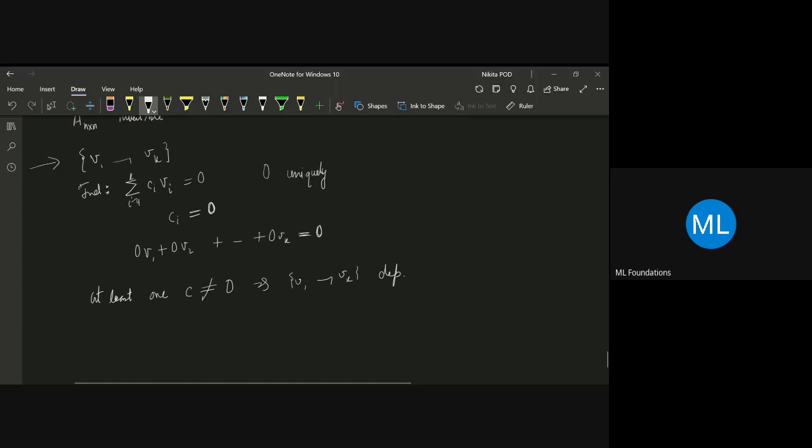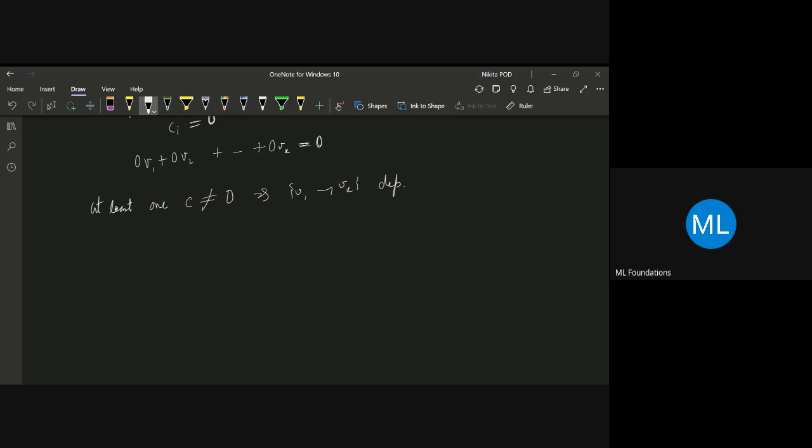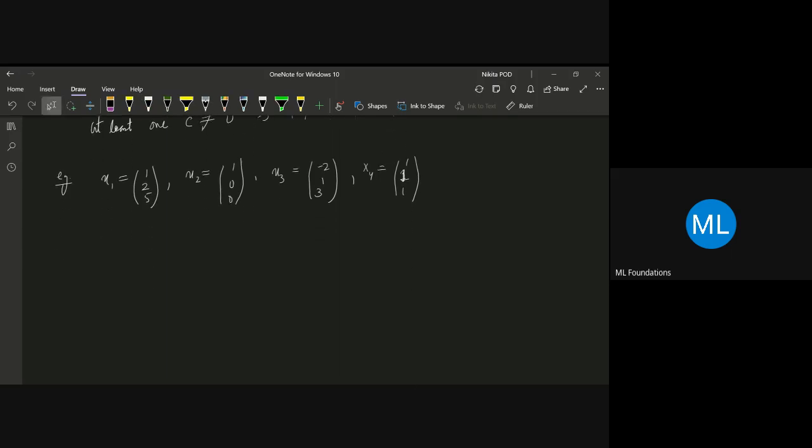So for example, let's take x1 to be 1 2 5, x2 to be 1 0 0, x3 to be minus 2 1 3, and x4 to be 1 1 1. Can you check if these vectors are linearly independent?